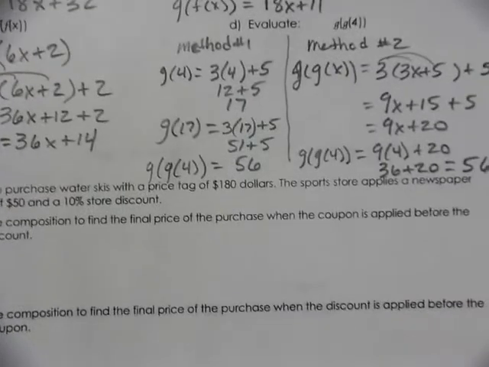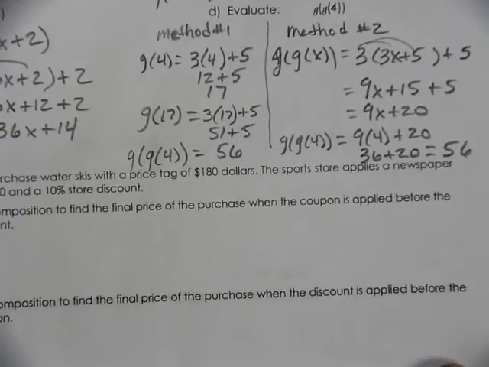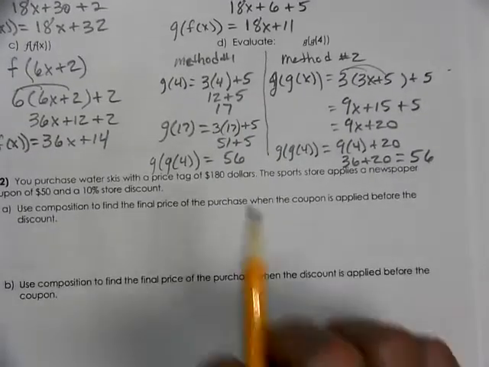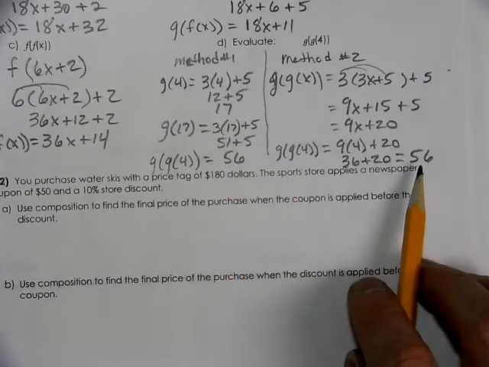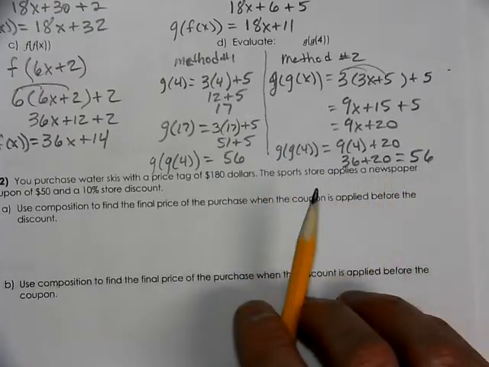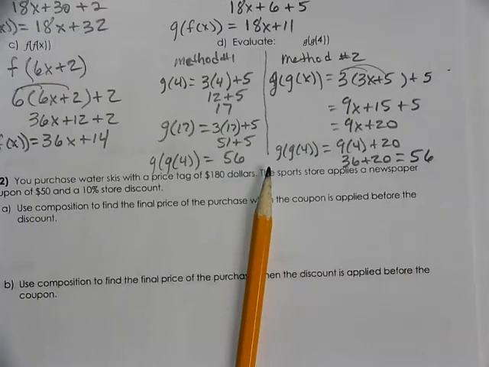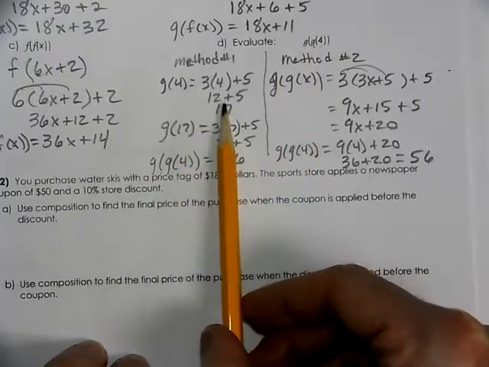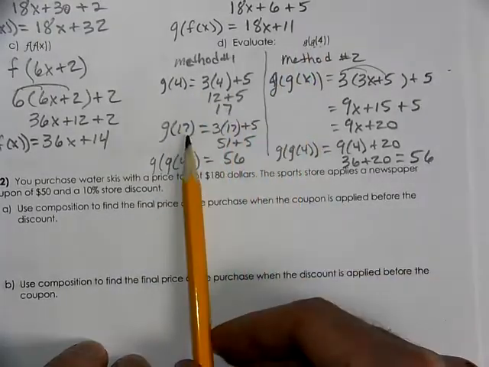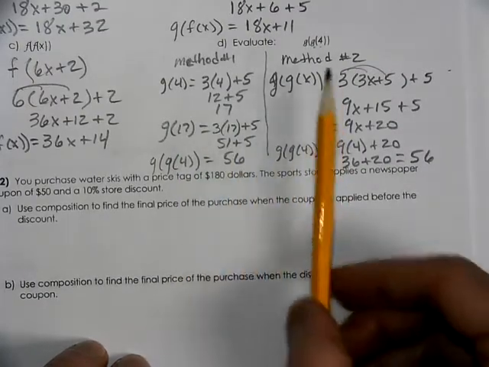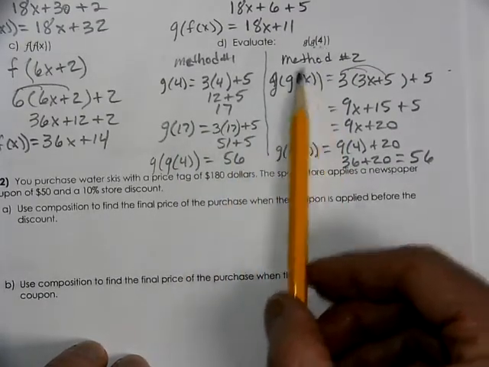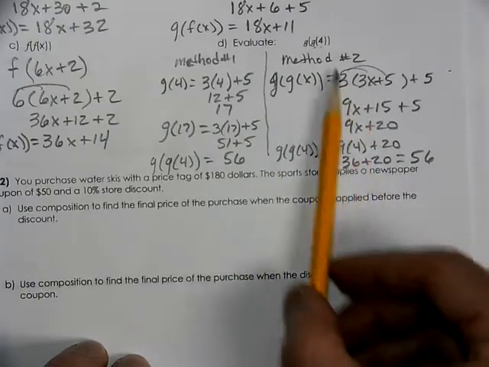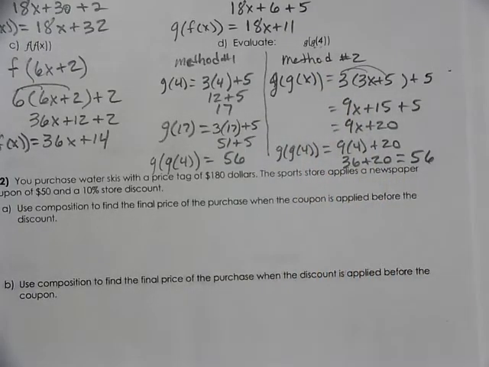That is not a coincidence. This 56 is the same as that 56. It's done in 2 different methods, 2 different ways, but we got the same answer. You could either figure out what g of 4 was and then plug that into the g function, or you could figure out what g of g of x was and you could plug the 4 in there. 2 different ways.